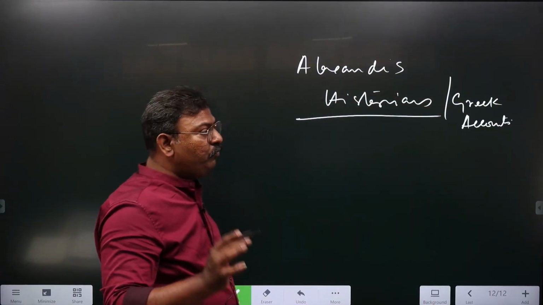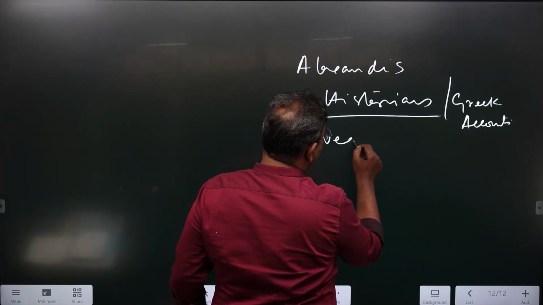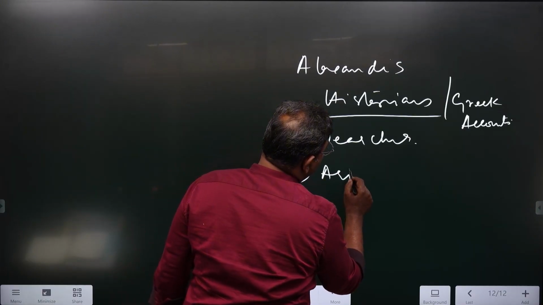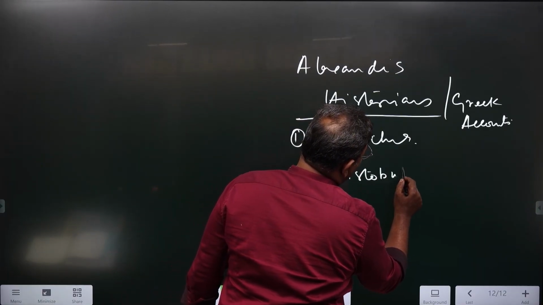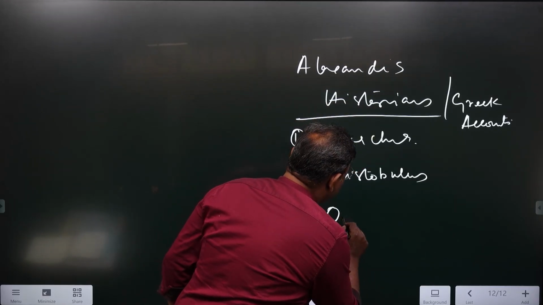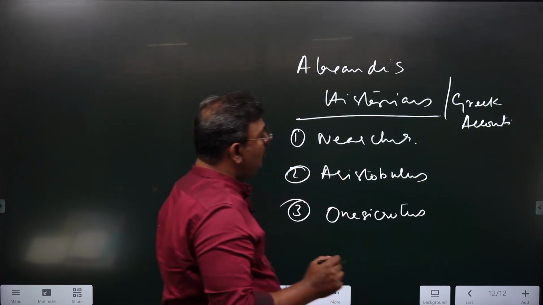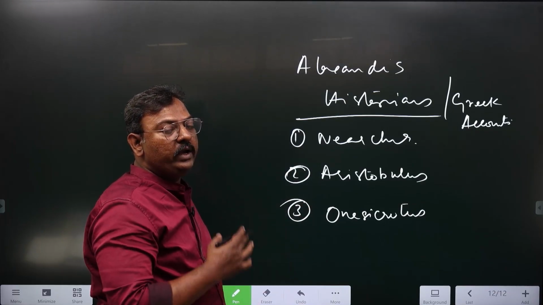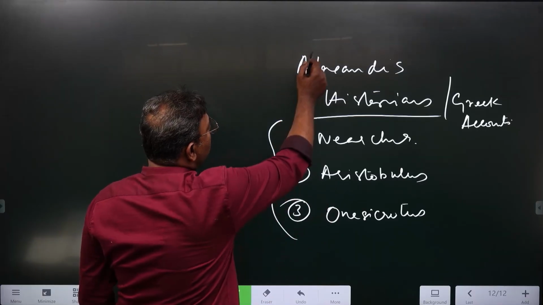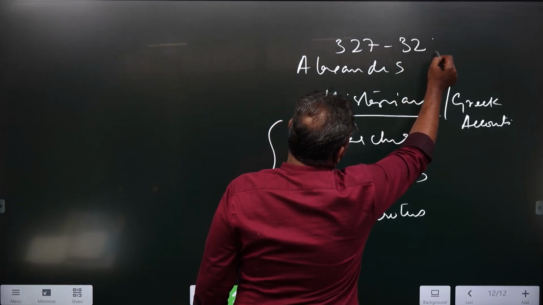So we are talking about four scholars here. One is Nearchus, second is Aristobulus, and the third is Onesicritus. So they are the Alexander historians who accompanied him in his conquest, that is in 327 BCE to 326 BCE.